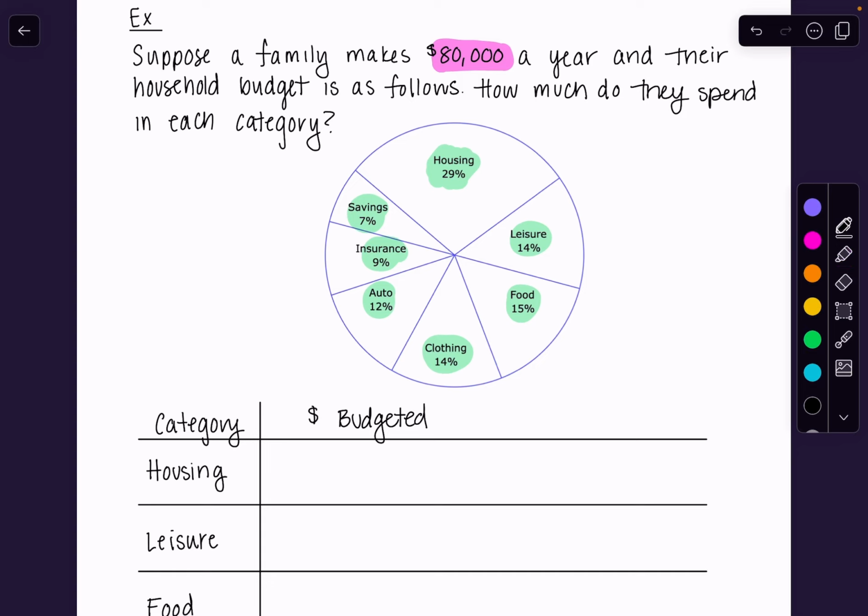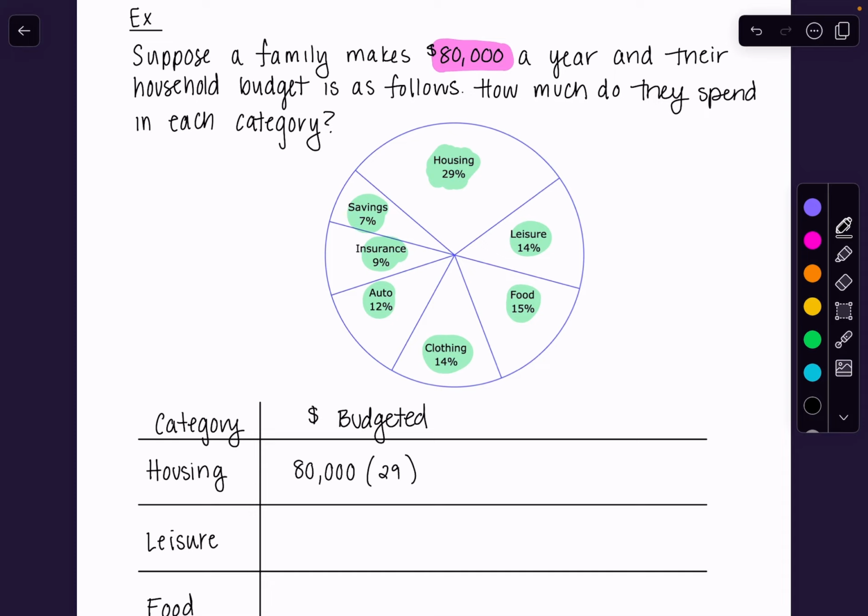So starting with our housing, our budget is 80 grand in total. And I want to find 29% of that. The thing you don't want to do is multiply this by 29, because that's going to be a huge number. It should be a portion of the budget. So it should be less than $80,000.